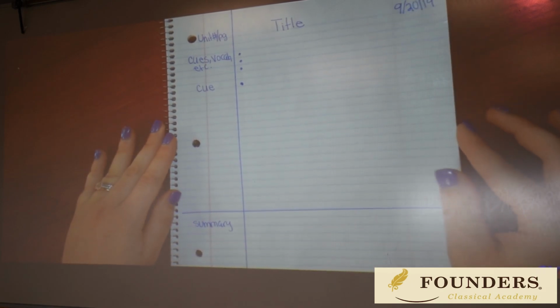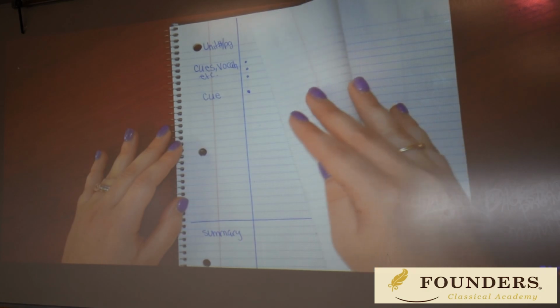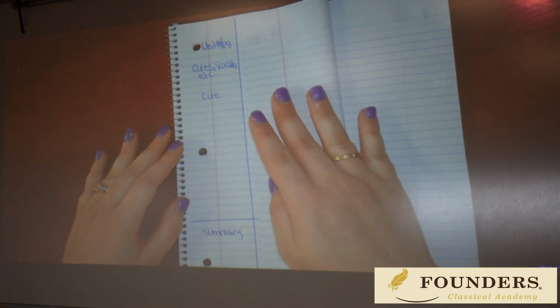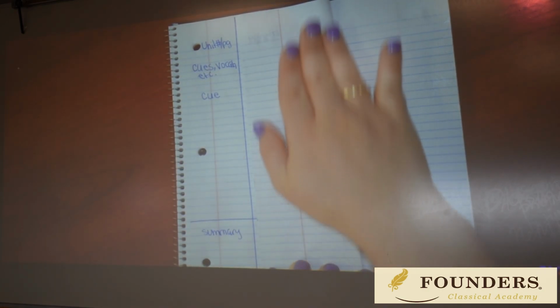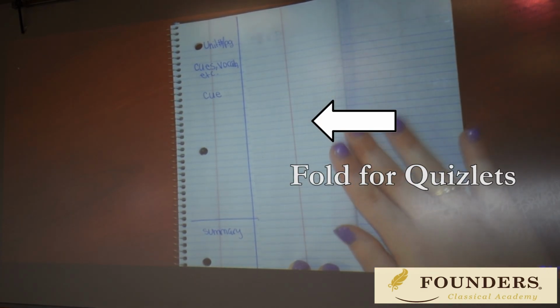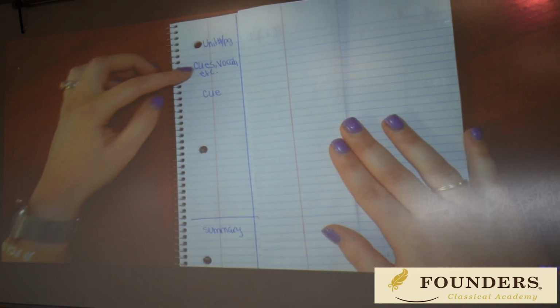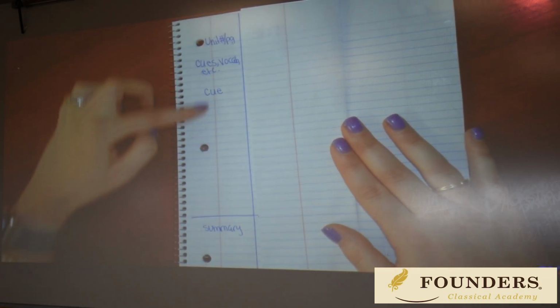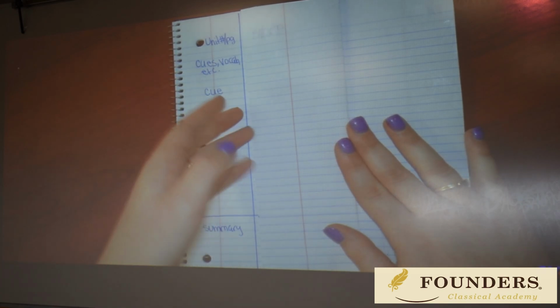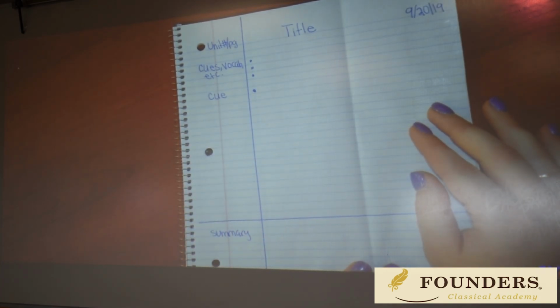Another great thing about Cornell Notes is you can fold the page over to the margin line, and then you've created a Quizlet. This is a great study practice for students to use. They can try to recall information from the cues along the side here and then easily check their answers.